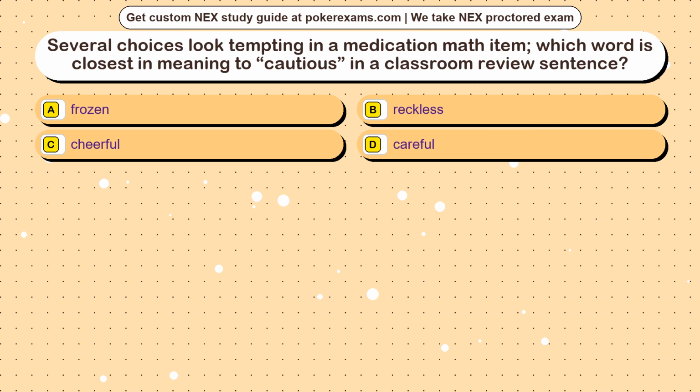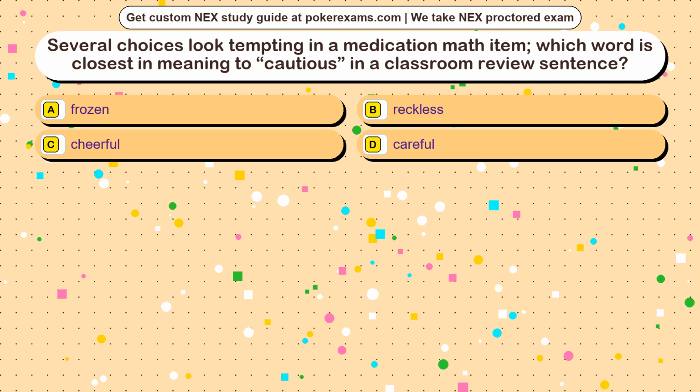Question 12. Several choices look tempting in a medication math item. Which word is closest in meaning to cautious in a classroom review sentence? Option A, frozen. Option B, reckless. Option C, cheerful. Option D, careful.